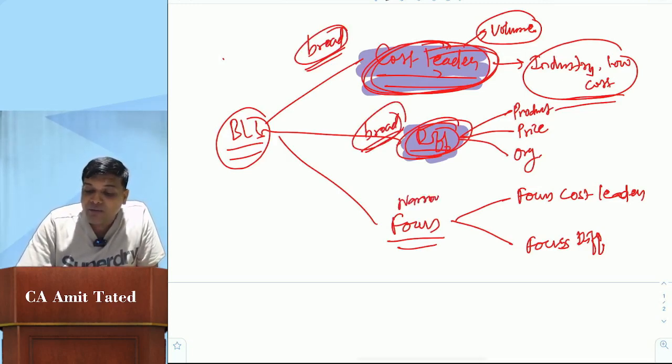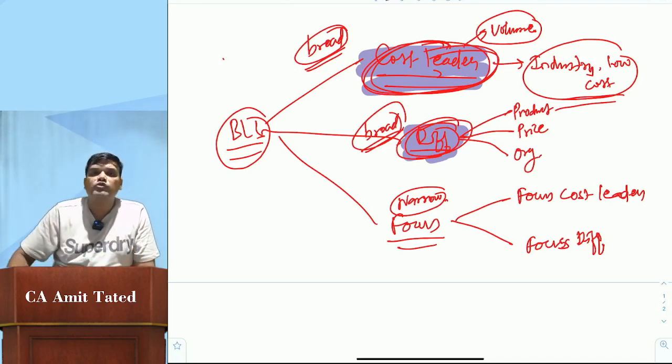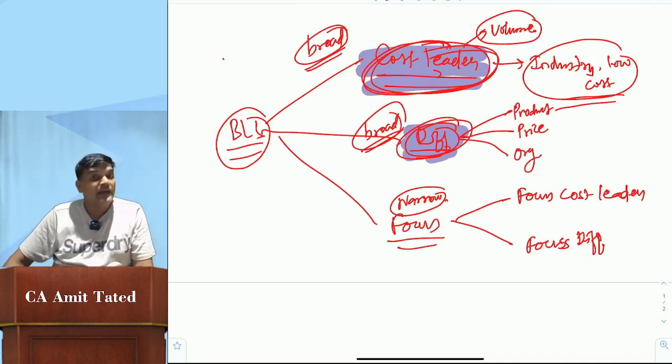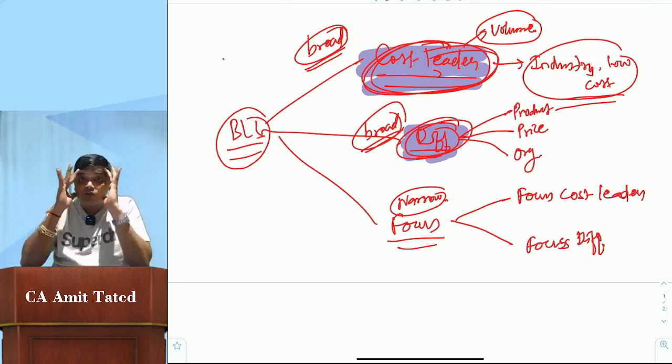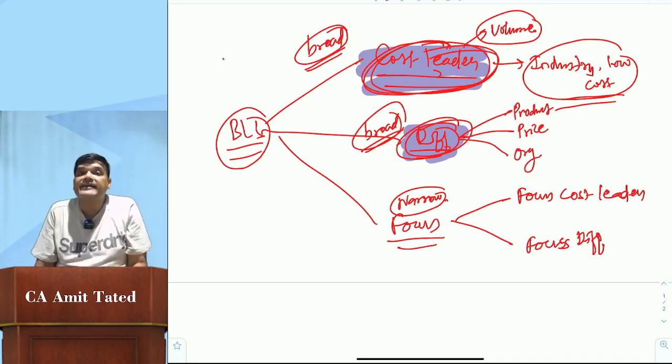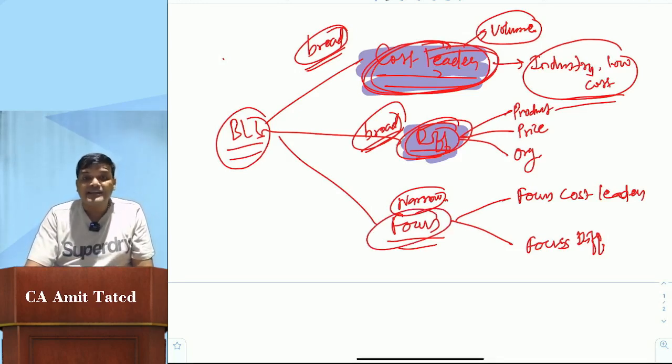Now what is the meaning of narrow market? Understand this very clearly, because many students get confused in focus differentiation. So make sure you understand this clearly. When I say focus, I am focusing only on one niche, one narrow market, that's it. That is called focus differentiation: niche market, narrow market. Is it clear?